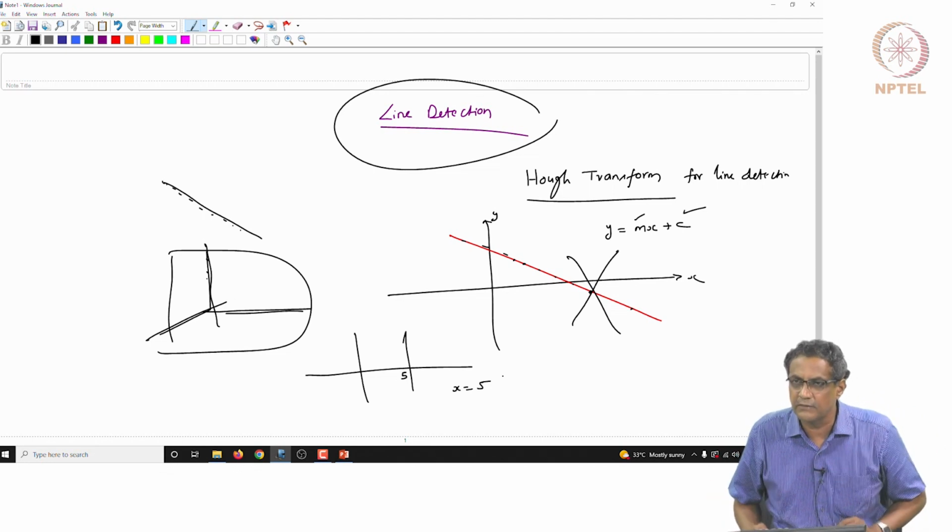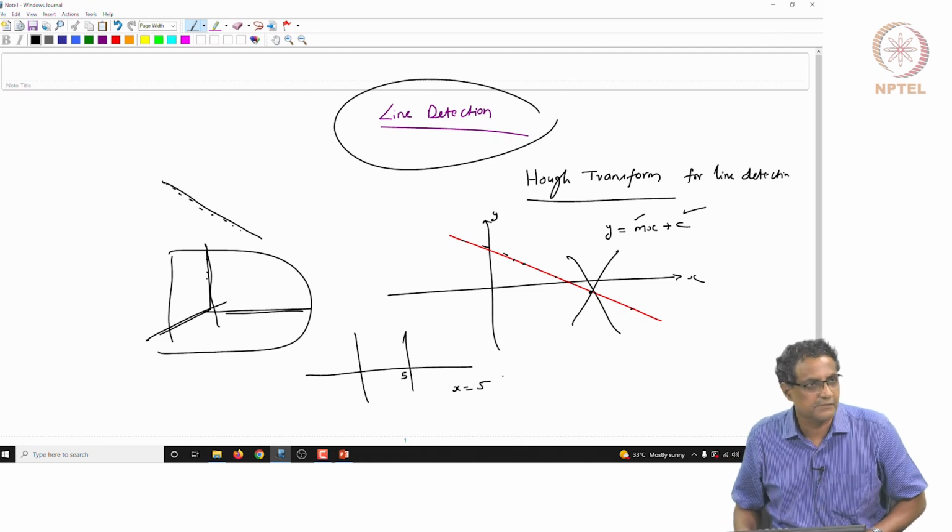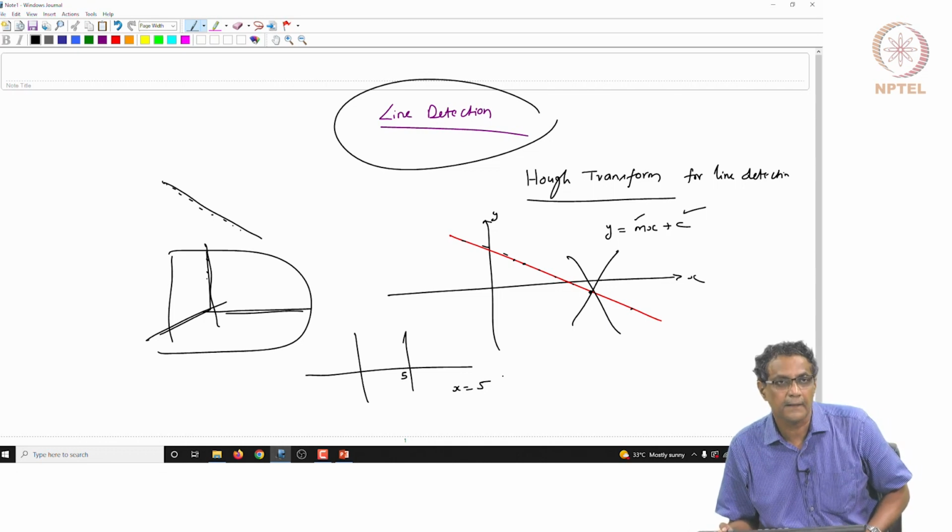What is the alternate form for a line that you are familiar with? I'm sure that somewhere in your 11th, 12th you would have done it. What is called a normal form? What is the normal form of a line? Anybody?